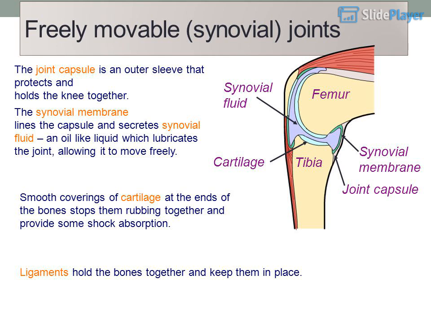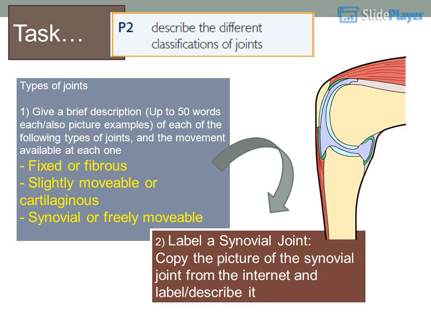Smooth coverings of cartilage at the ends of the bones stop them rubbing together and provide some shock absorption. Students should be able to recognize the key structures of the knee and their function. Ligaments hold the bones together and keep them in place. Task: fixed or fibrous, slightly movable or cartilaginous.